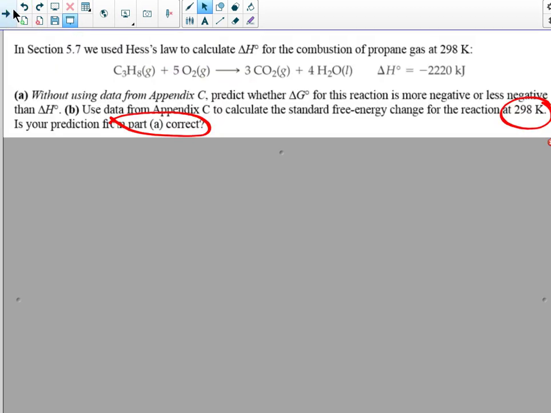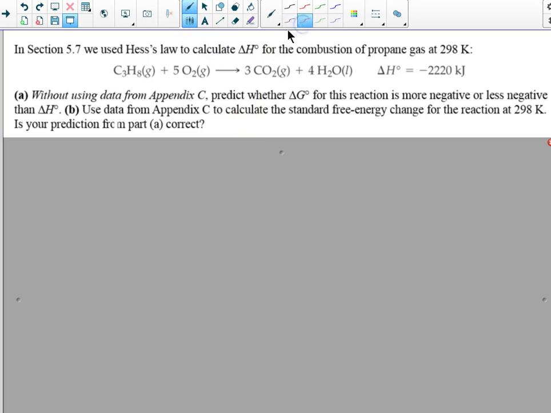Let's see here. Let's move to this one. The previous one was a lot like the one we did before. So, this one is all about thinking. It says, without using data from Appendix C, predict whether delta G for this reaction is more negative or less negative than delta H. In order to figure that out, you have to think through this whole thing.